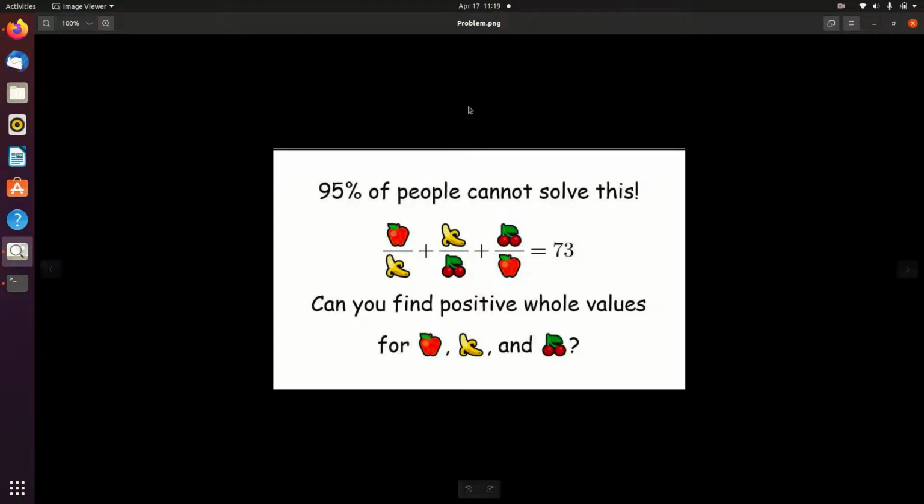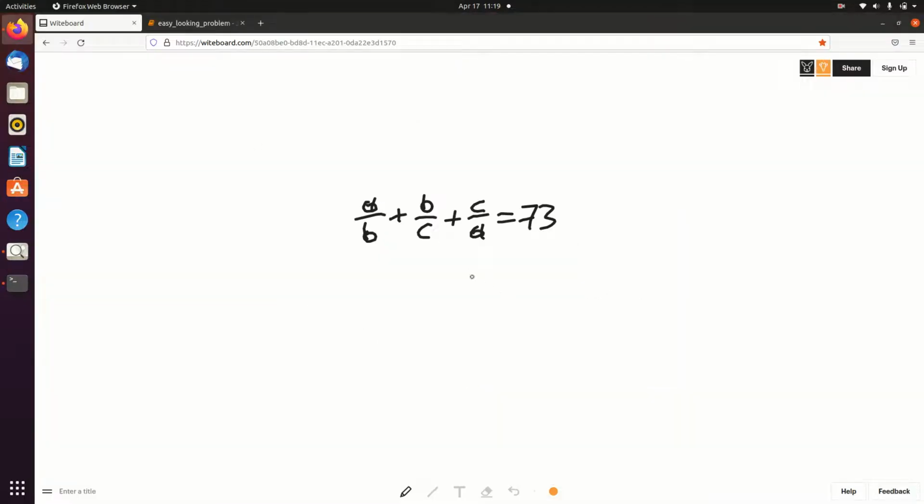So today we're gonna solve this problem, which looks quite easy. So let's see what it states. We want to find positive integers such that a divided by b plus b divided by c plus c divided by a is 73. I already wrote that equation down.